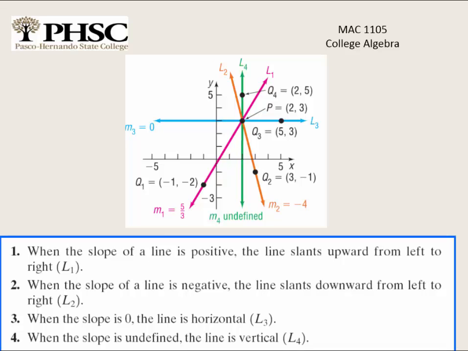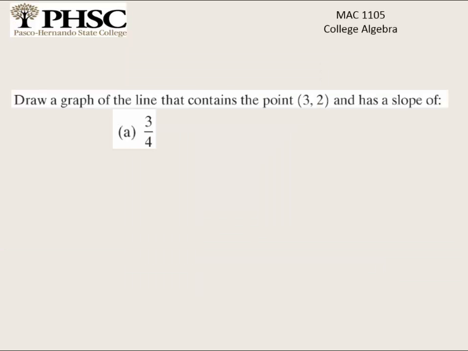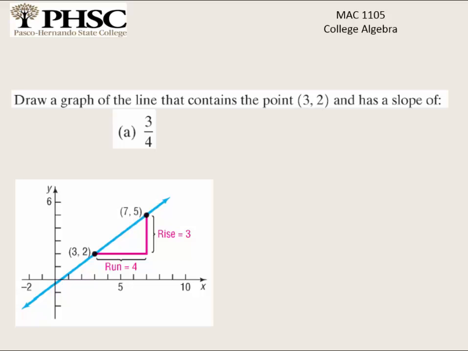So here's the next example. We're going to draw a graph of the line that contains the point 3, 2 and has a slope of 3/4. The first thing is that we go to the point 3, 2. We start there, and then from 2, we go up 3, and that's why we go from 2 to 5. And then for the x, we go to the right 4, so that's how we get from 3 to 7. So rise over run: I went up 3 steps and to the right 4 steps, and that's my slope of 3/4. So here's the graph of the line that contains the point 3, 2.